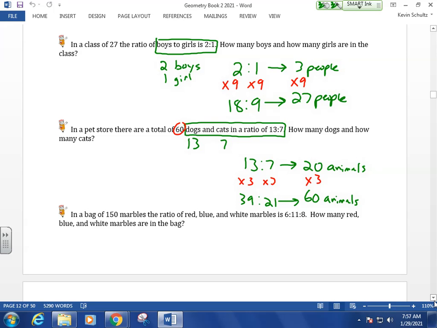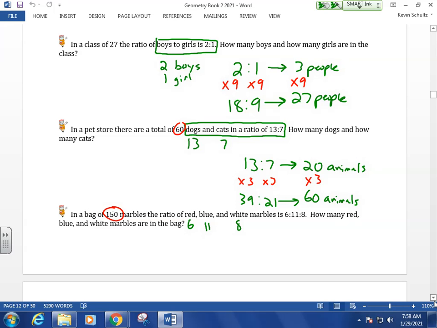Okay, so ratios can be simplified, but you can also take a ratio that's already been simplified and get back to the original to meet the context of the question. The third one here, in a bag of 150 marbles, so I'm going to recognize that as being my whole right off the bat. That's how many marbles we have in all. The ratio of red, blue, and white is 6 to 11 to 8. So here's an example of where we have a 3-part ratio, right? We've got 3 things that are all included in this bag. The order matters here. 6 red, 11 blue, 8 white. And the question is, how many red, blue, and white marbles are in the bag?